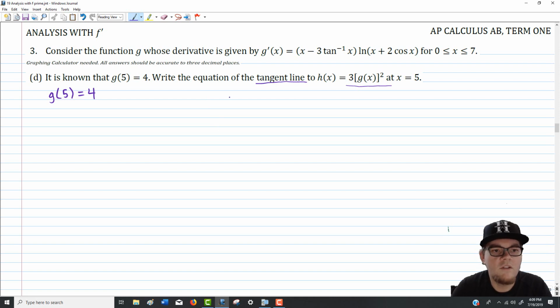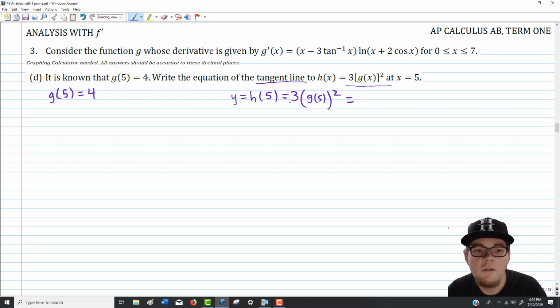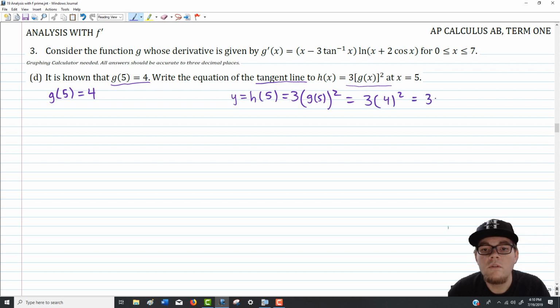So if we want to find a tangent line, we're eventually going to need to figure out the y value. So our y value is going to be h of 5, which is going to be 3 quantity g of 5 squared. So pretty standard stuff right there. And the nice thing is, because they told us g of 5 is 4, this is actually just going to be 3 times 4 squared, which is 3 times 16, or 48. So interestingly enough, the y value is just 48. We didn't have to use the calculator at all, which is kind of a nice thing.